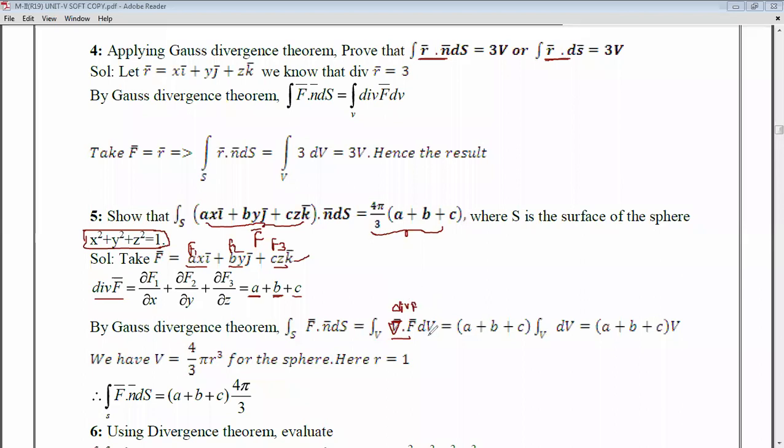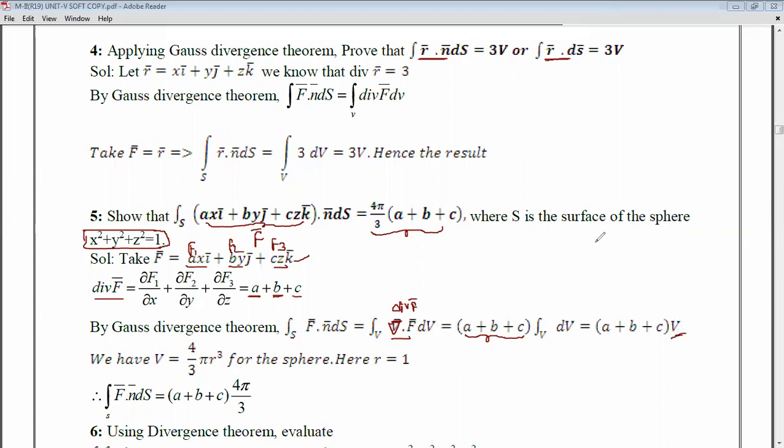So divergence of F bar dV. F bar is nothing but this one, and F bar dot n bar dS is nothing but the given problem. And divergence of F bar, what we got here, is a plus b plus c, so (a plus b plus c) integral dV. So integral dV is nothing but V.